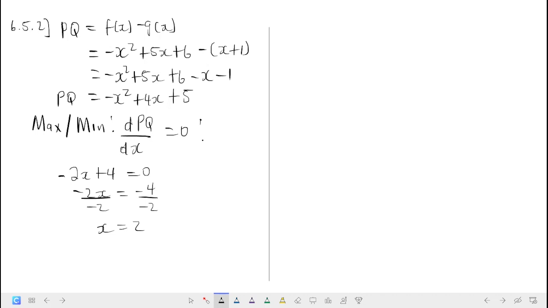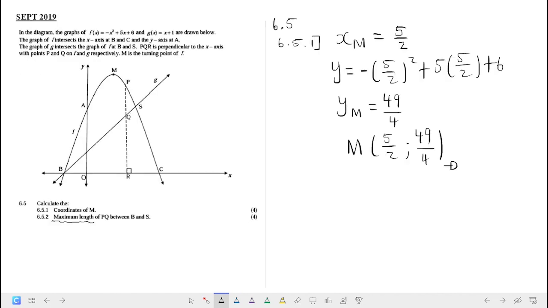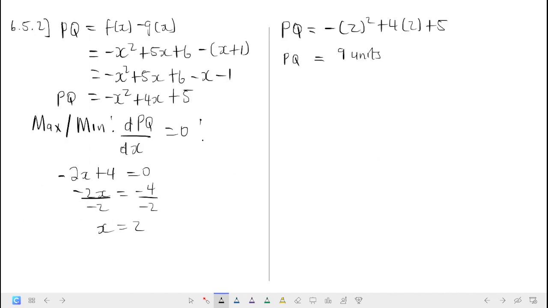But I know this is the value that's going to give me what? A maximum. Now to get the maximum length of PQ, when I say PQ, it's going to be minus 2 squared plus 4 into 2 plus 5, right? Now when you press that on your calculator, you're going to get 9 units. Now 9 units is the maximum length that you're going to get between B and S for PQ. And that is the final answer for this part.